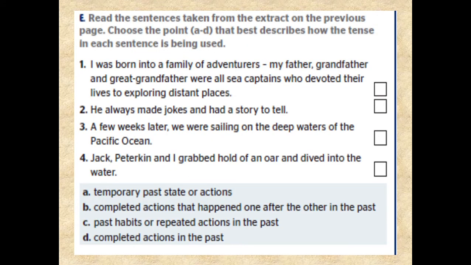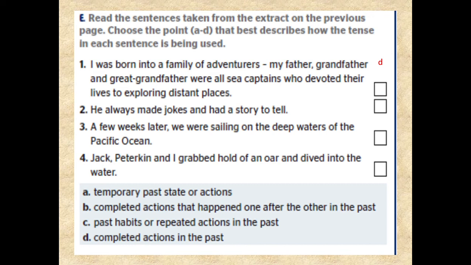Exercise E. Read the sentences taken from the extract on the previous page. Choose the point from A to D that best describes how the tense in each sentence is being used. Number 1. I was born into a family of adventurers. My father, grandfather, and great-grandfather were all sea captains who devoted their lives to exploring distant places. Exactly, dear. Here the past simple is used for a completed action in the past.